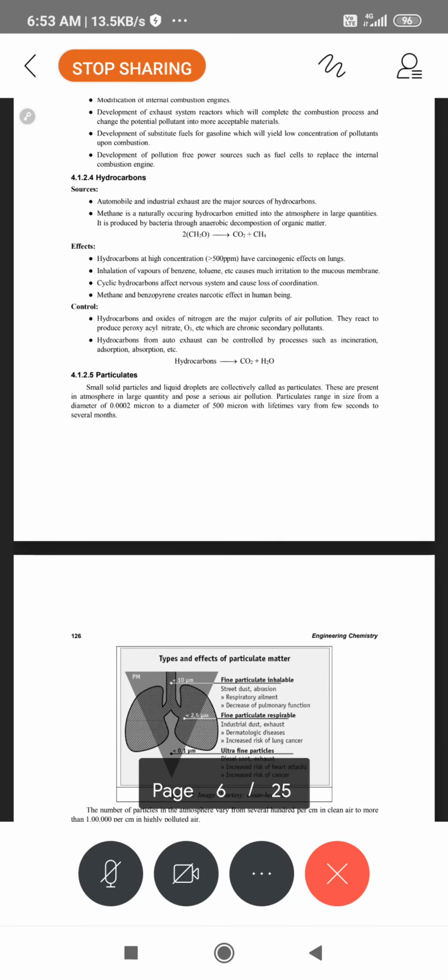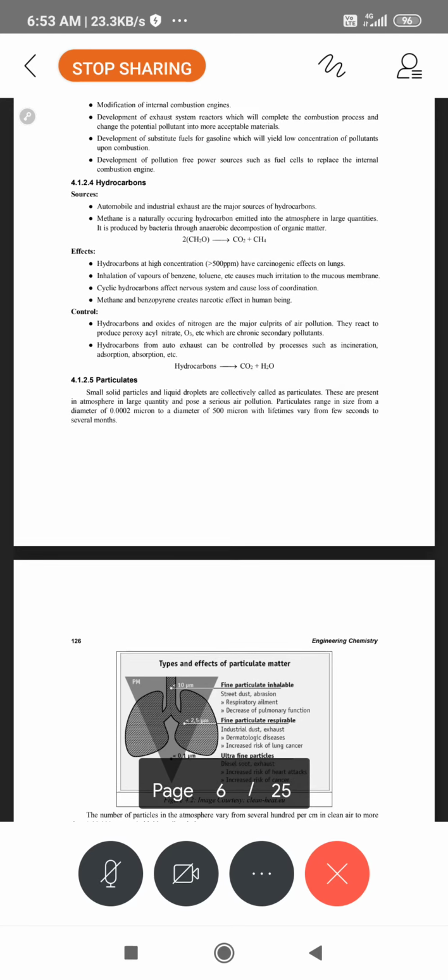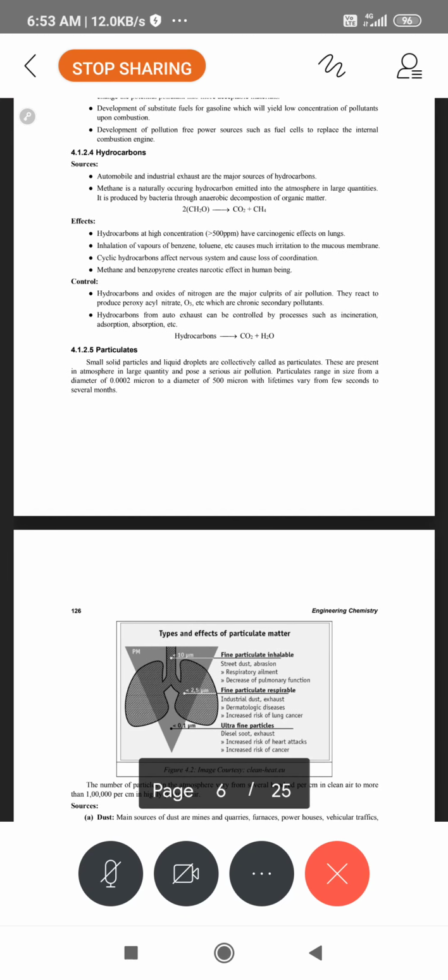Benzopyrene induces cancer, so we can call it carcinogenic. Because of this, it finally leads to death. So what types of precautions are there to control the use of hydrocarbons? It is better if we invent and use alternative fuels.